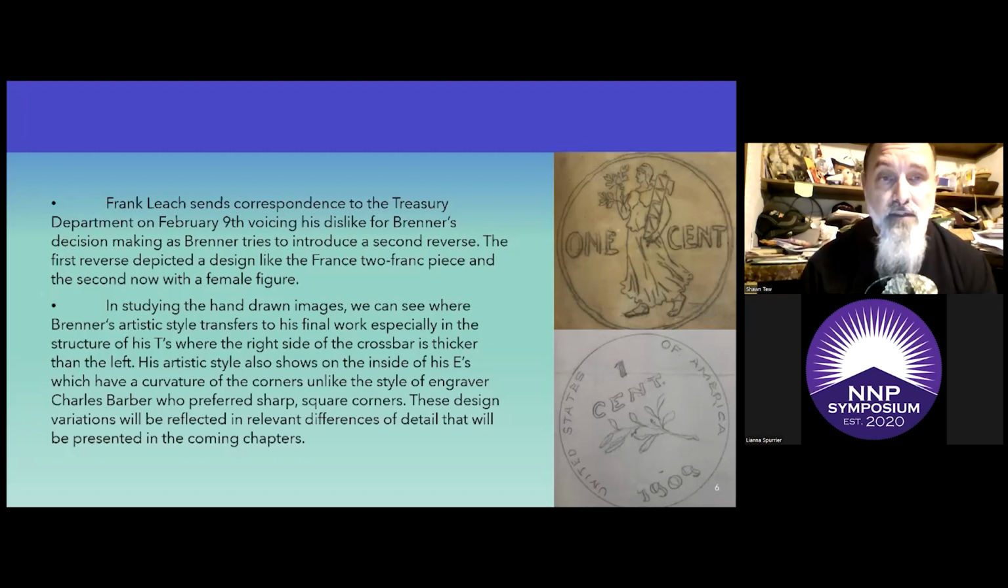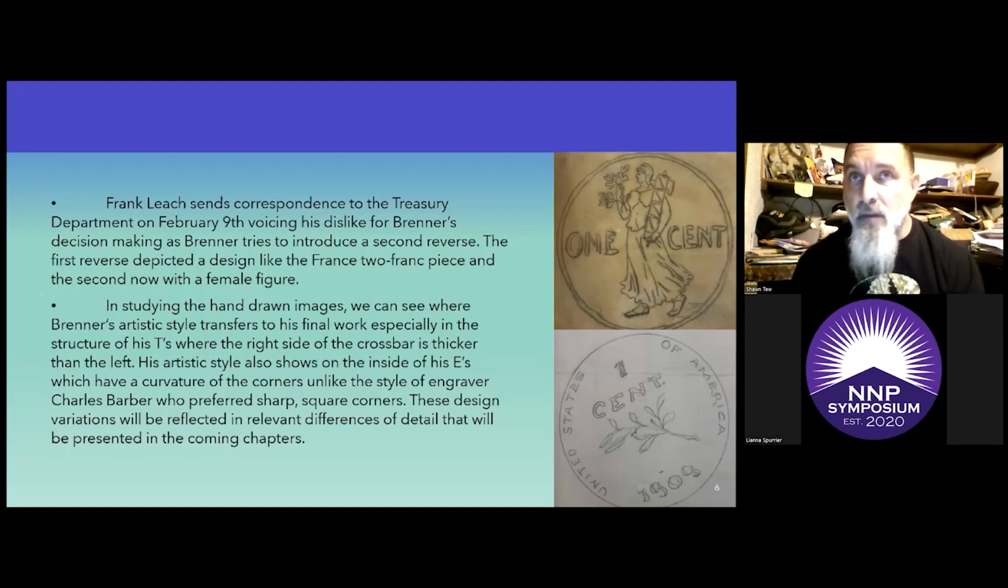His artistic style is unique. It has a thicker bar on the right side of the T than on the left. His E's have a curvature on the inside of each one of the letters. They're not crisp like what Brenner is used to, or that Barber is used to. Brenner's kind of a little bit more sloppy in his work because he's used to a larger platform like medals versus a smaller application like the cent.